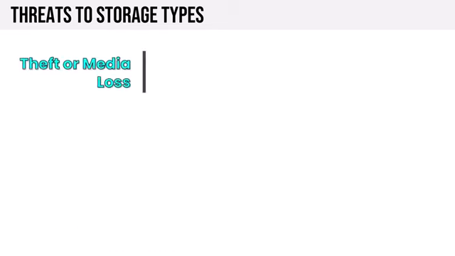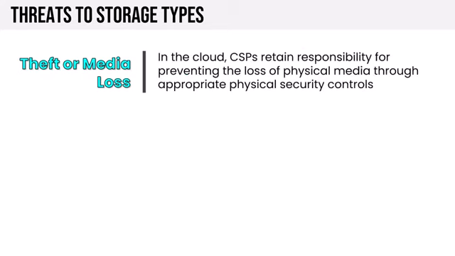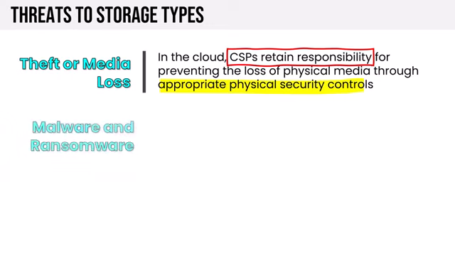Then we have theft or media loss. So in the cloud, CSPs retain responsibility for preventing the loss of physical media through appropriate physical security controls. Even in the infrastructure as a service model, where we have physical servers with hypervisors hosting our VMs, where the customer has the most responsibility of any cloud model, the CSP still owns the care and feeding of the physical server and the associated physical media.